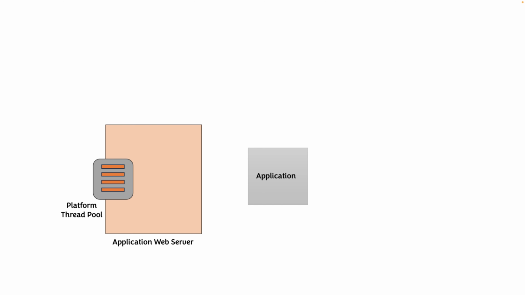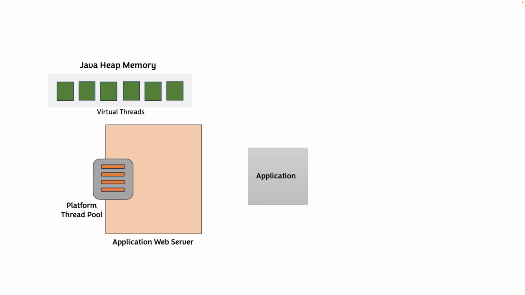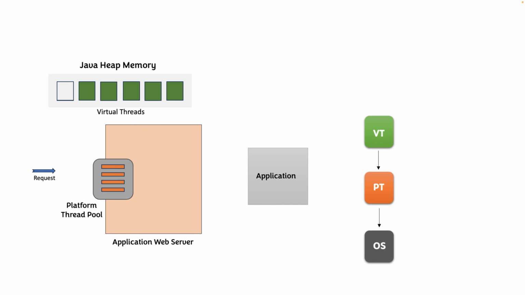I will compare the memory management in virtual thread and platform thread. In virtual thread architecture, all the virtual threads reside in Java heap memory like a normal object. So when a request comes to the application server, it won't be directly picked up by a platform thread present in the thread pool. Rather, it will be picked up by a virtual thread. Then the virtual thread will be assigned to a platform thread, and then the platform thread will again be assigned to the operating system thread. Now the request is handled by the virtual thread only while it processes the request. Otherwise, the virtual thread just resides as an object in the Java heap memory.